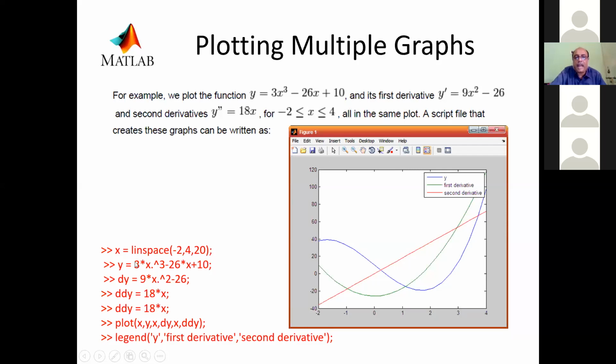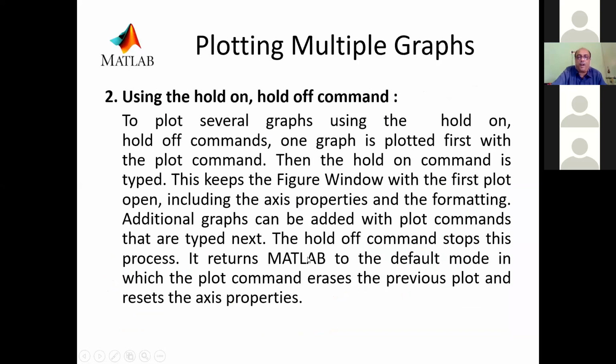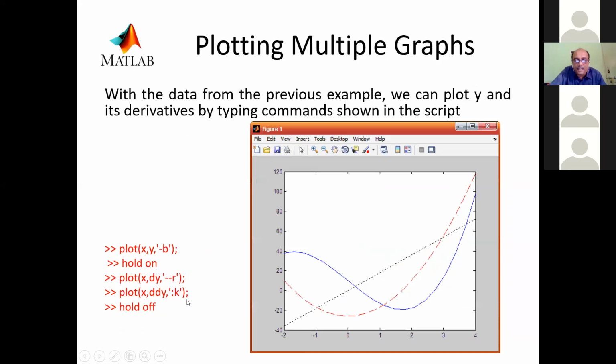Writing the equation is very easy. Just see: y equals 3 star x to the power 3 minus 26 star x plus 10. You can easily write the equations. Using hold on and hold off, you draw 3 lines. First you plot the first line, hold on, then the second line, then the third line. After that your complete graph is over, and you write hold off. That means the process is: first you draw one graph, then the second, then the third. In this manner you have to do it.